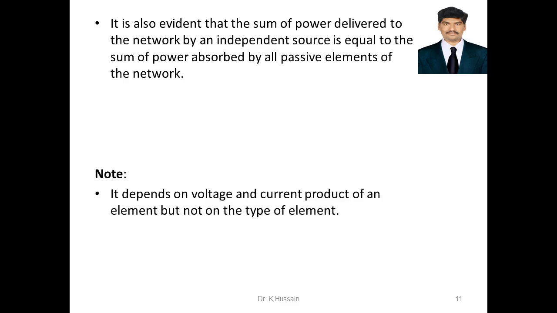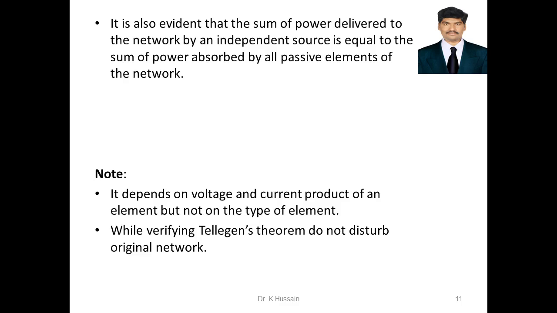Here we need to take note. It depends on the product of voltage and current of the element, but not on the type of element. Which type it is, is not important. Only the product of voltage and current is important here.